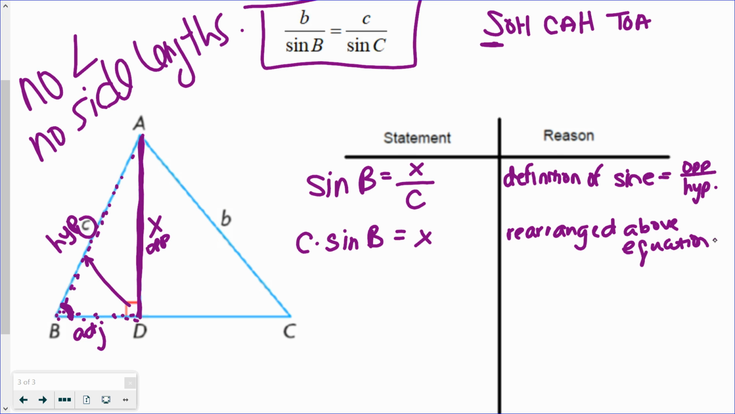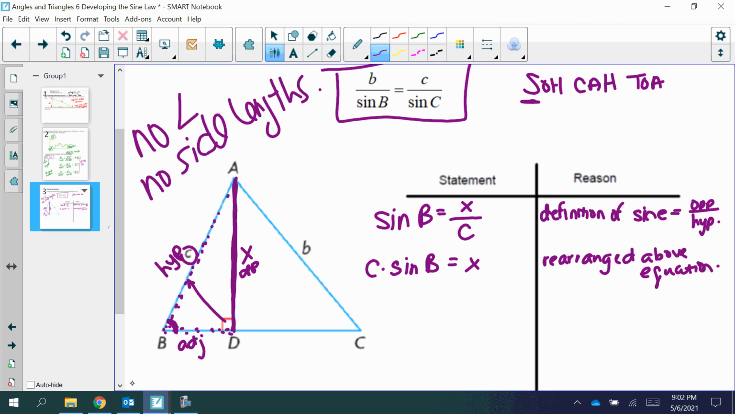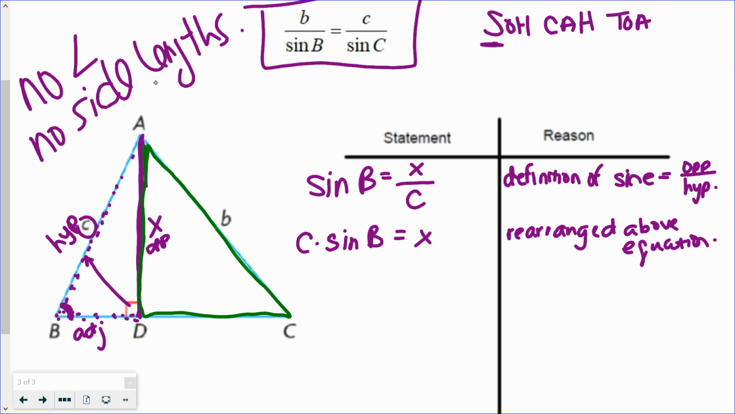Now what I'm going to do, because you guys know how I feel about this, is I'm going to be considering the other triangle. Oh, come on, green. It's your time. I'm going to consider this triangle now. So I'm going to be looking at the other small-ish triangle. And now what I want to do is talk about the sine of angle C.